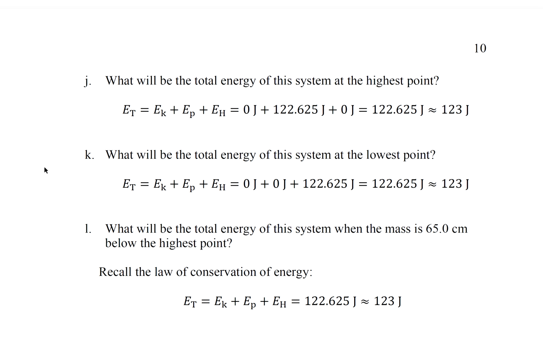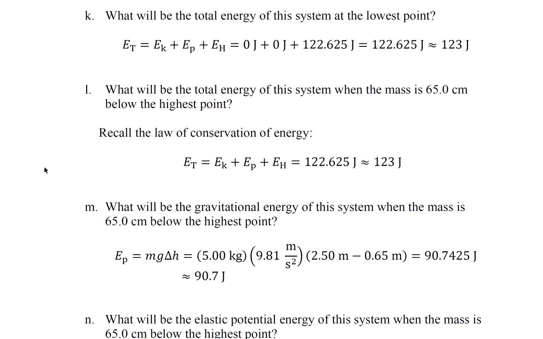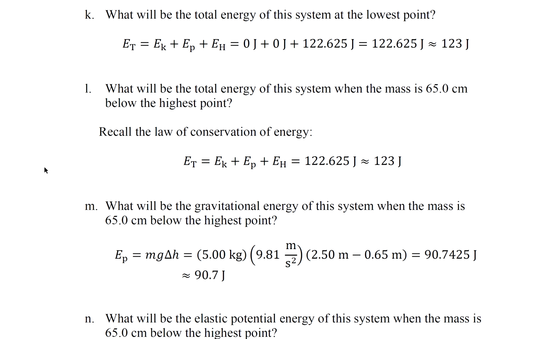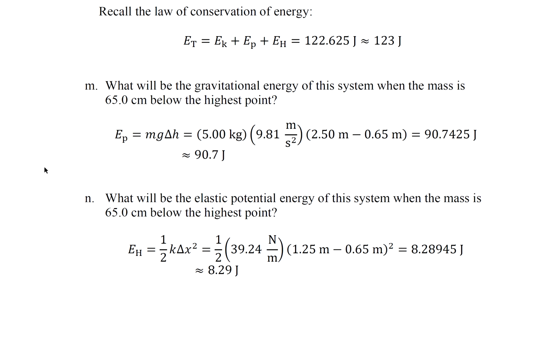What will be the total energy of the system at the highest point? 123 joules. What will be the total energy of the system at the lowest point is 123 joules. What will be the total energy of the system when the mass is 65 centimeters below the highest point? So conservation of energy is going to be 123 joules. Part M, what would be the GPE of the system when the mass is 65 centimeters below the highest point? We're going to use this equation here, mg delta H.